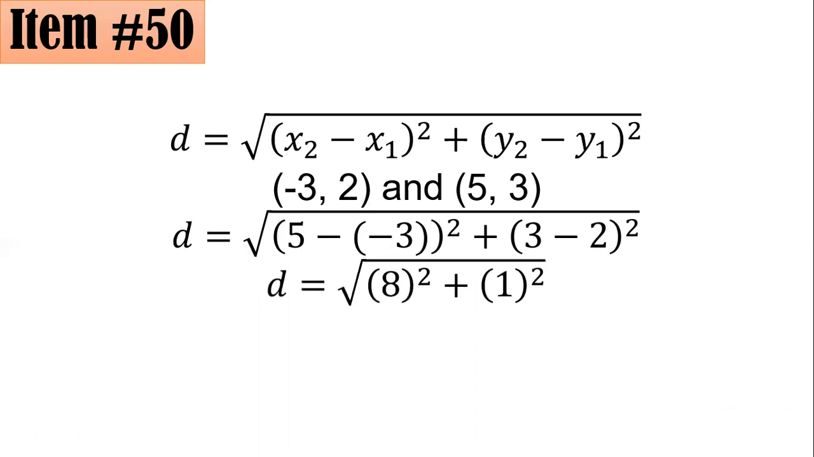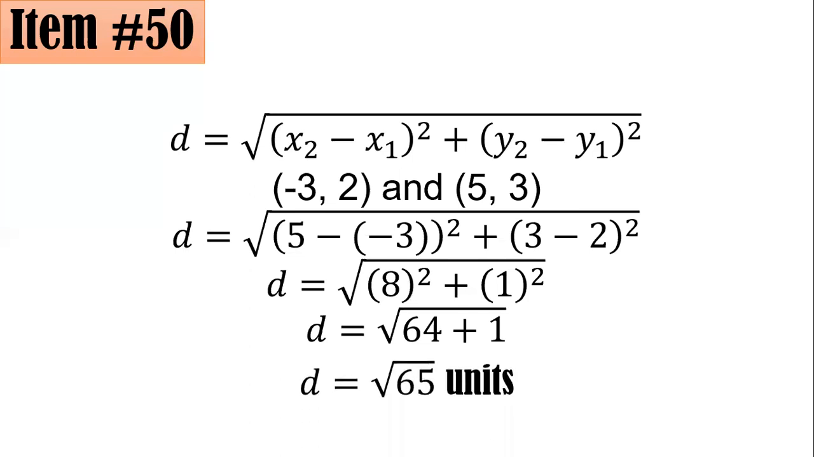The inside simplifies to 8 squared plus 1 squared. 8 squared is 64 and 1 squared is 1. So the radicand is 65. So you have there the square root of 65 units. And 65 has no perfect square factors except 1. Hence, this is already in its simplified form. If you answered letter C, you got it correctly.